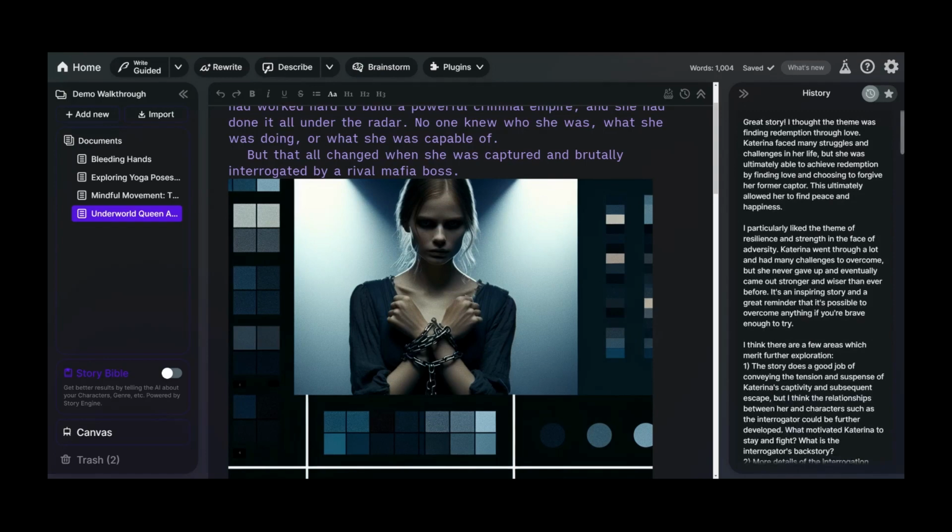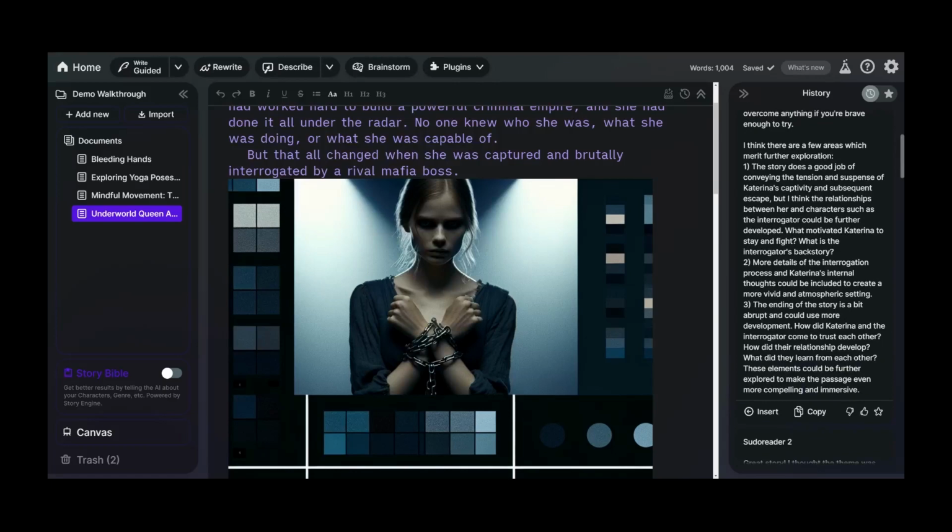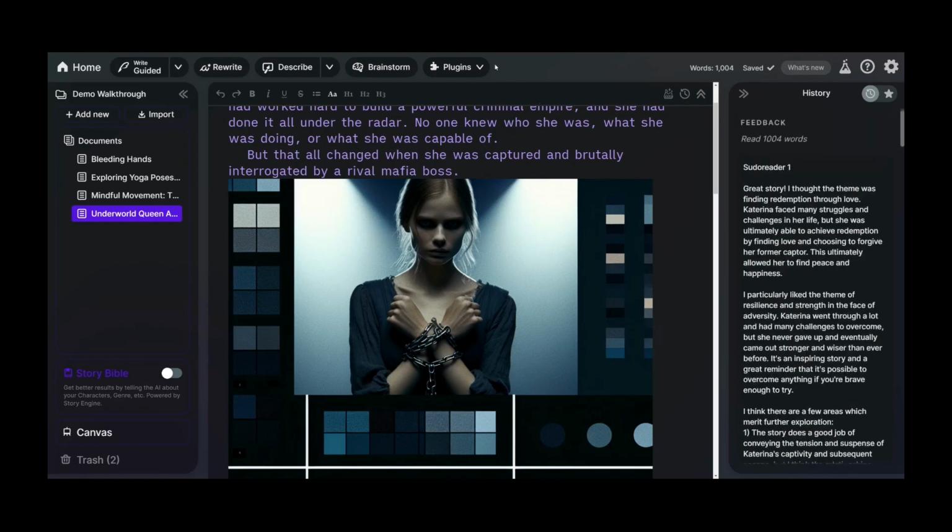All right, so feedback for a great story. I thought the theme was finding redemption through love. Katerina faced many struggles and challenges in her life, but she was ultimately able to achieve redemption. Very cliche stuff, particularly like the theme of resilience. And then it goes into areas of further exploration. And this is the downside, according to a lot of people that use this, because of course they already have this information somewhere. It just can't see it inside this document. So that is feedback for you.